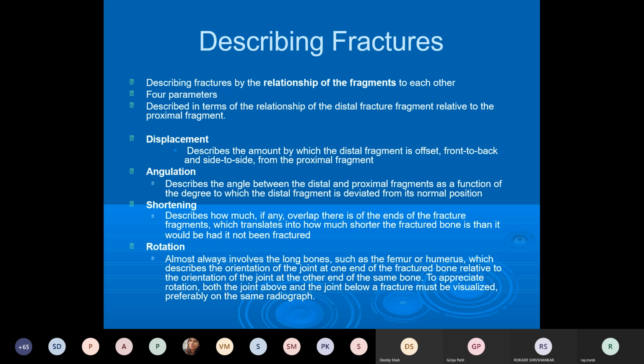Then the fourth point is rotation. It involves long bones, such as the femur or humerus, and describes the orientation of the joint at one end of the fractured bone relative to the orientation of the joint at the other end of the same bone. To appreciate the rotation, both the joint above and the joint below a fracture must be visualized, preferably on the same radiograph. So for describing a fracture, first we describe the type of fracture, then the displacement, angulation, and whether there is any shortening or rotation of the bone.